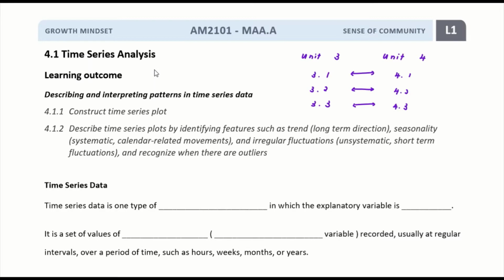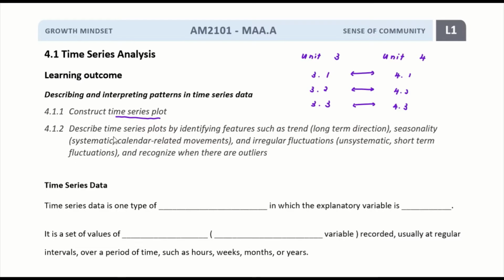Okay, so let's look at today's learning outcome. We are going to look at how to describe and interpret the patterns in time series data. In bivariate data analysis, we have the scatter plot. In time series analysis, we have the time series plot. So there are two things that you will need to know today. The first one is how to construct a time series plot. What does that look like? What should you put in the horizontal axis or the vertical axis?